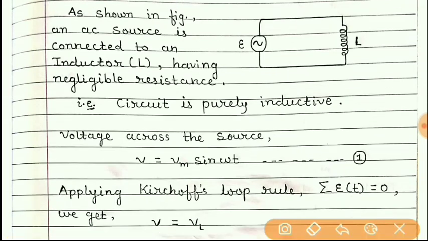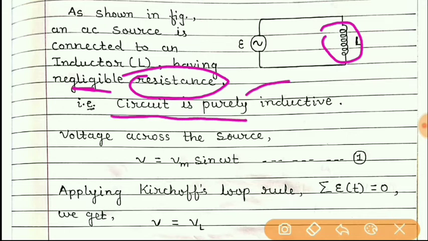Now actually inductor is also made up of wire, a conductive wire, and so in actual case or for a real inductor there is some resistance in it, but here we will consider that the resistance of this inductor is very less, that is negligible. So we can say that the circuit is purely inductive. It does not have any resistance.